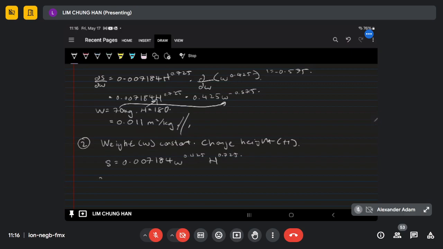That means dS/dH, correct. So now you keep W constant, you differentiate against H only. So it's 0.007184. W is constant. So you dW dH this.